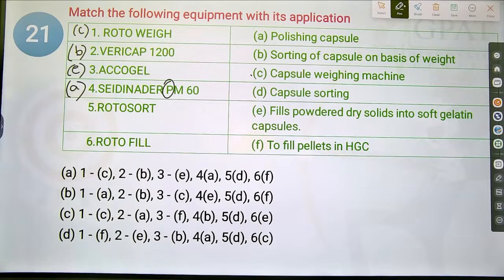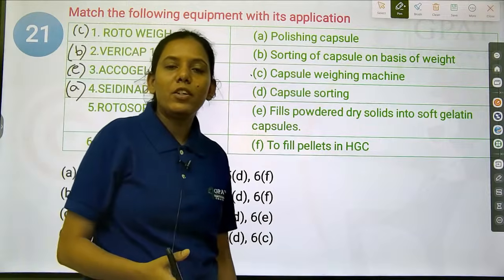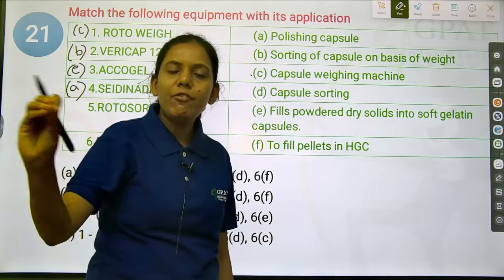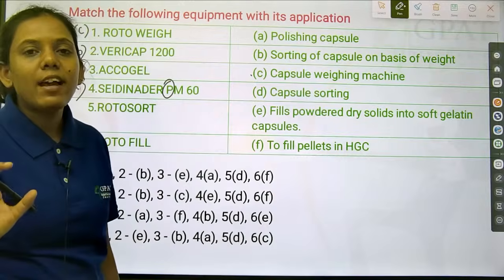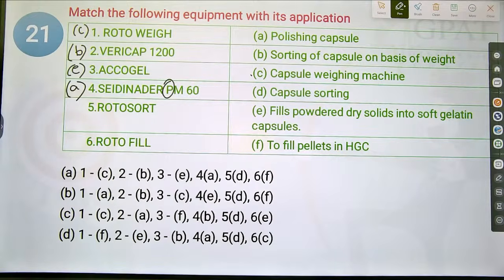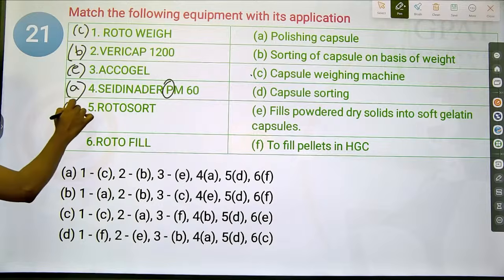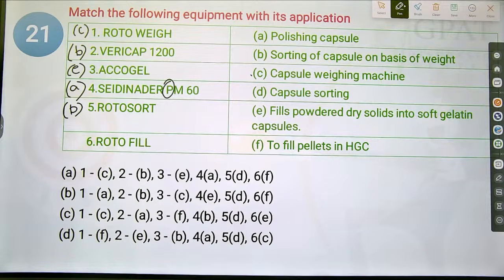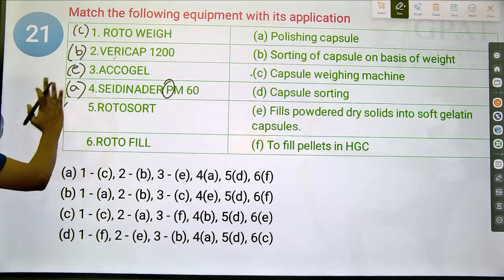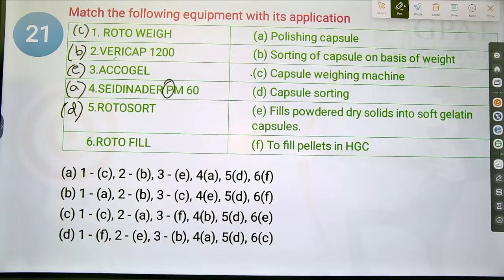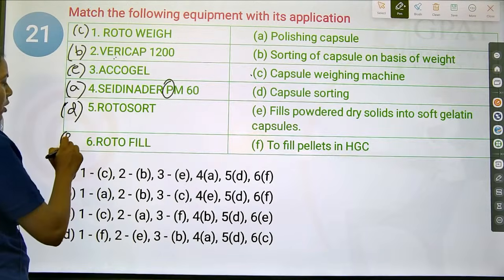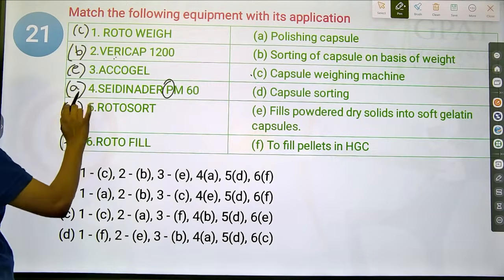Next is what? Rotosort. Rotosort is a sorting machine. Some of them will be filled, unfilled capsule. So whichever is unfilled they will sort, right? So sorting of capsule based on weights. Fifth, only capsule sorting, because this is also sorting. So D it will be there because that is a capsule sorting. Next is what? Rotofill, right? Fill is what? Filling of the pellets. So what is the sequence? C, B, E, A, D and F.